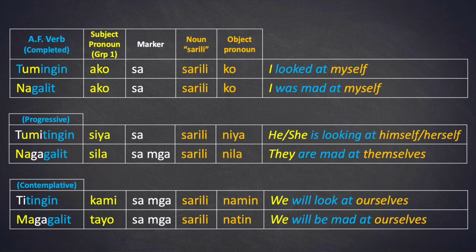Let's conjugate these examples. Tumingin ako sa sarili ko. I looked at myself. Nagalit ako sa sarili ko. I was mad at myself. Tumitingin siya sa sarili niya. He or she is looking at himself or herself. Nagagalit sila sa mga sarili nila. They are mad at themselves. Titingin kami sa mga sarili namin. We will look at ourselves. Magagalit tayo sa mga sarili natin. We will be mad at ourselves.